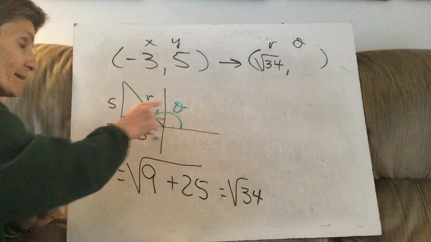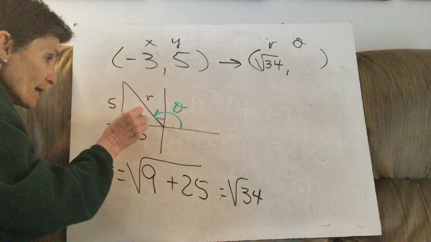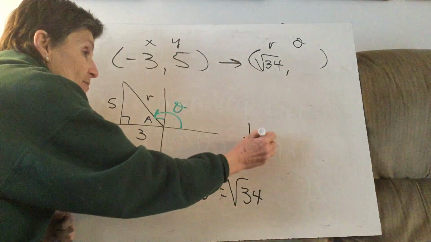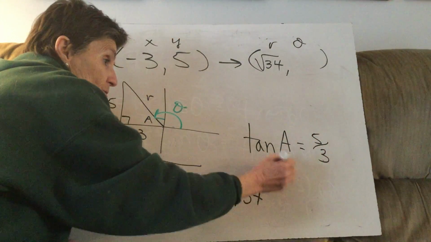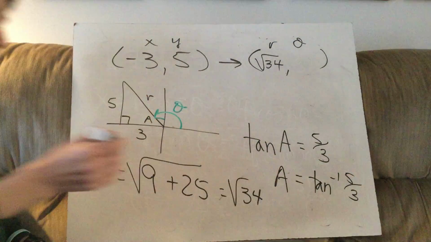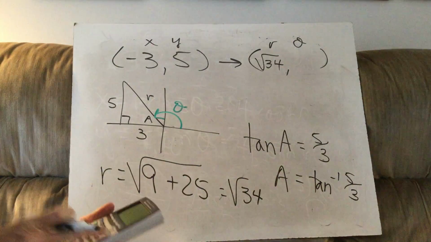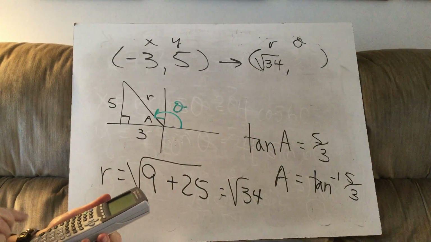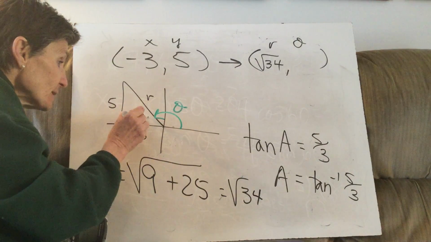Now, to find theta, that's going to be a little bit tougher. To find theta, this angle right here, I'll call it A. I can find it because I know that the tangent of that angle equals 5/3. So all I have to do is type in on my calculator, second tangent 5/3, because the tangent of the angle is 5/3, so the angle is inverse tangent. So inverse tangent 5/3, I get 59.04. So this angle right here is 59.04.